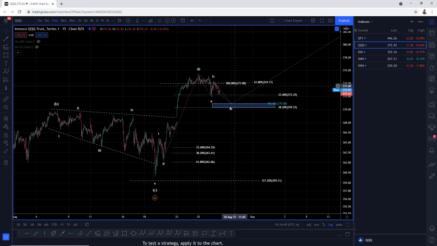Okay, guys. So the 618, 347, 374 is possible resistance if we bounce, or if we keep on going lower, look for a possible bounce or support area at 370 to 370.88 to 370.33.